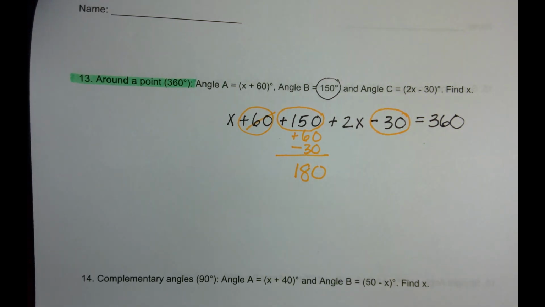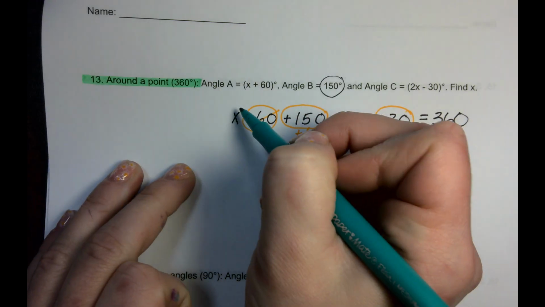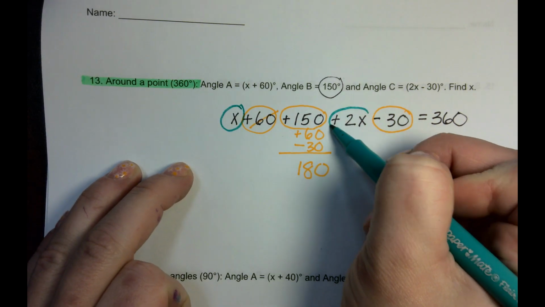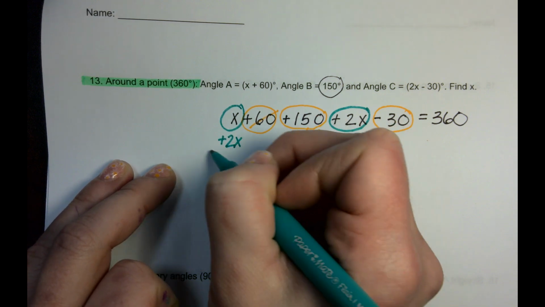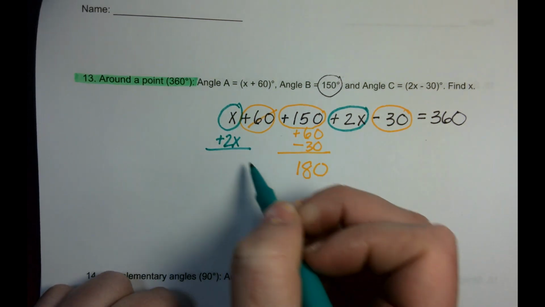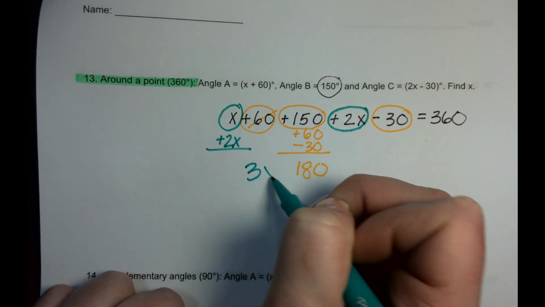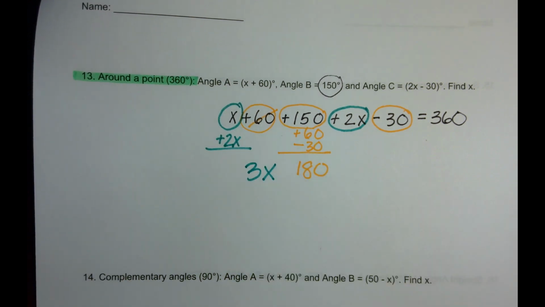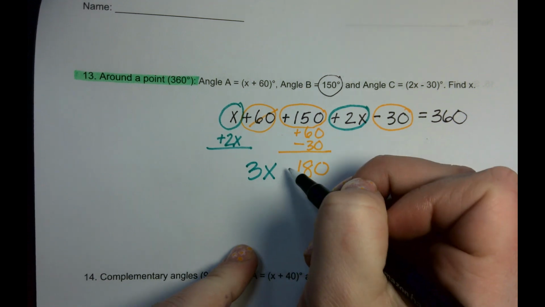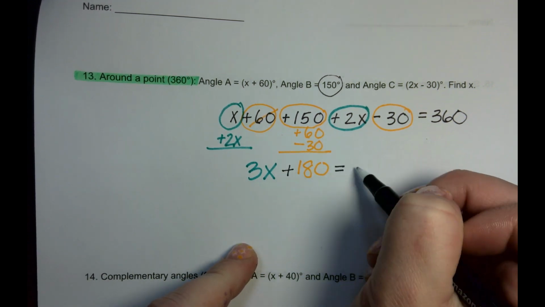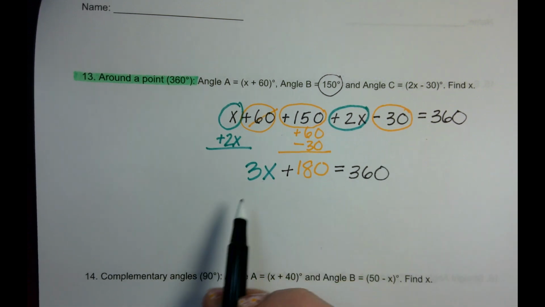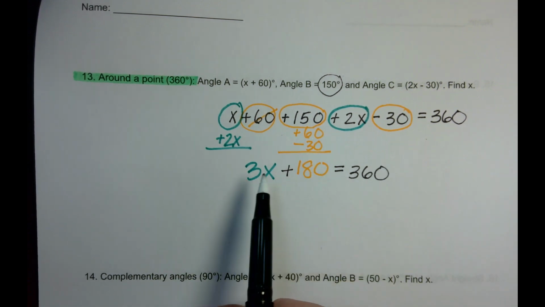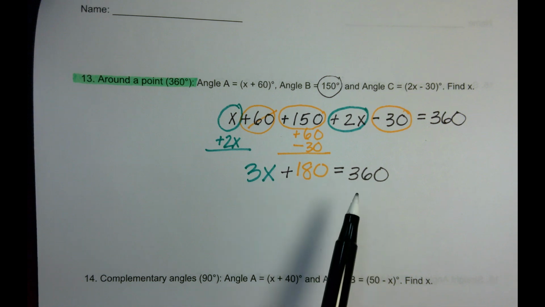And what are my other like terms? X and 2x. So x plus 2x equals what? 3x. So now I'm just going to rewrite the rest of my equation. I've got 3x plus 180 equals 360. Is everybody with me? Does everybody feel good about how we got to this point? 3x plus 180 is 360.